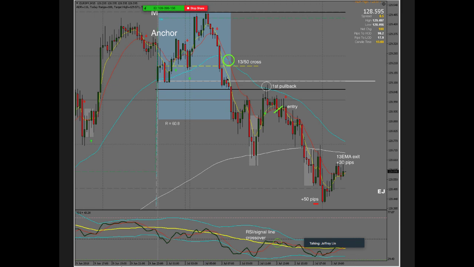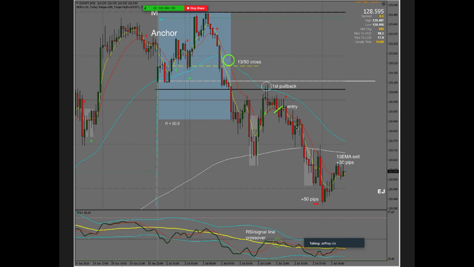So M anchor, 13/50 cross, first pullback 25 to 50 pips. There's your entry, close below the 13 EMA. If you ride this down, your stop loss goes above the shift candle right here. Sorry, you can put it above the EMA if it's close. It's a safer stop, but generally just above the shift candle is good enough, 3 to 5 pips above the shift candle.